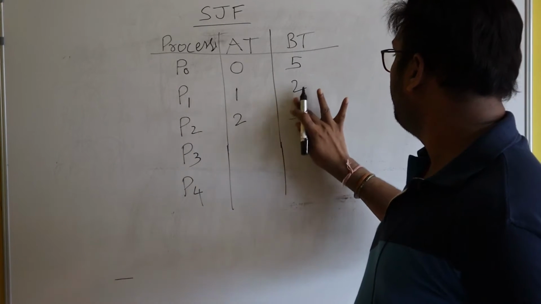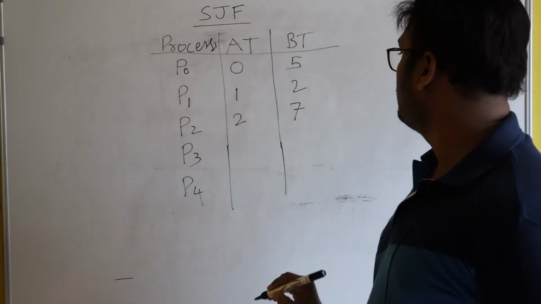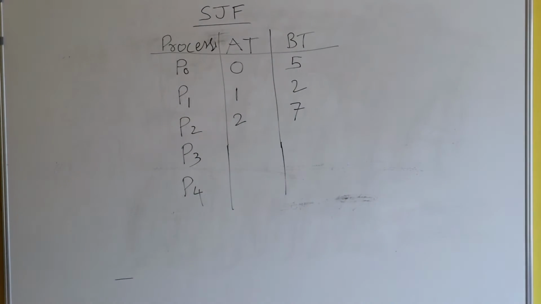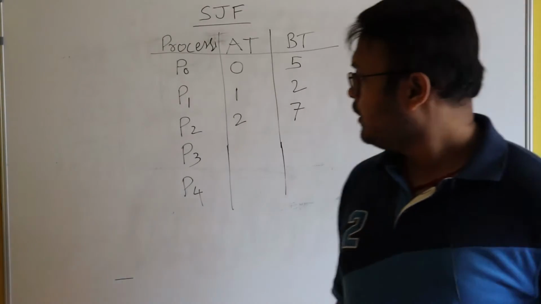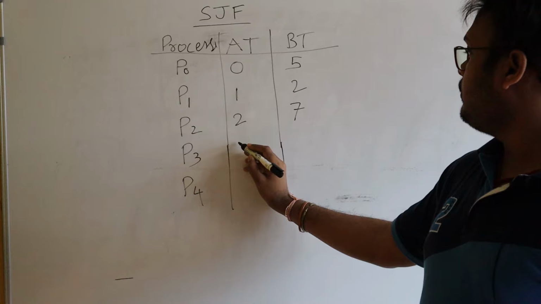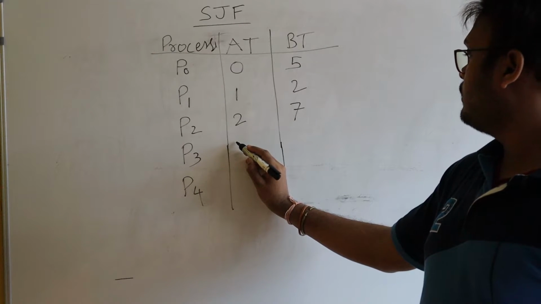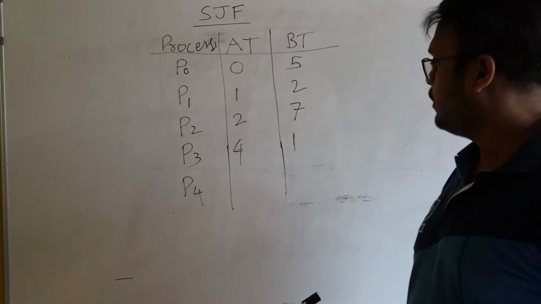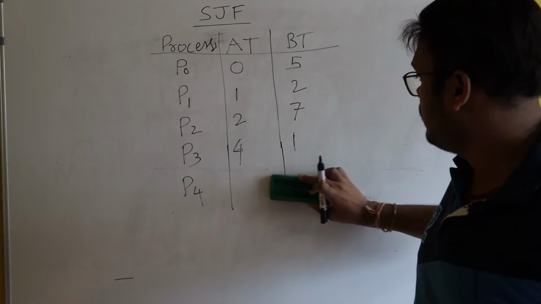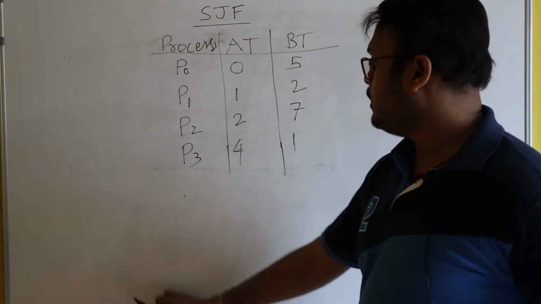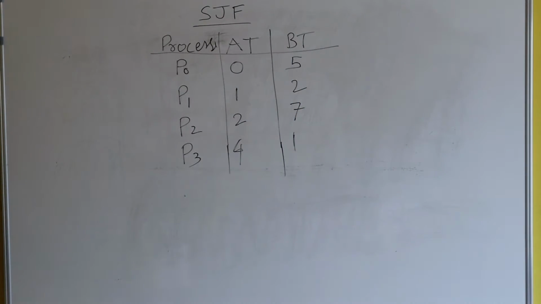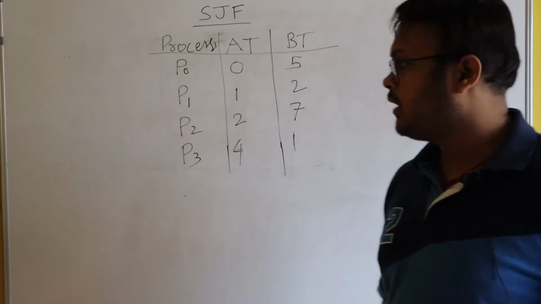Then P2 came. Its burst time is, suppose, 7 seconds. Then P3 came. P3's arrival time is, say, 4 seconds, and its burst time is just 1 second. So no need for P4, it's enough. Now you see how starvation will happen here.